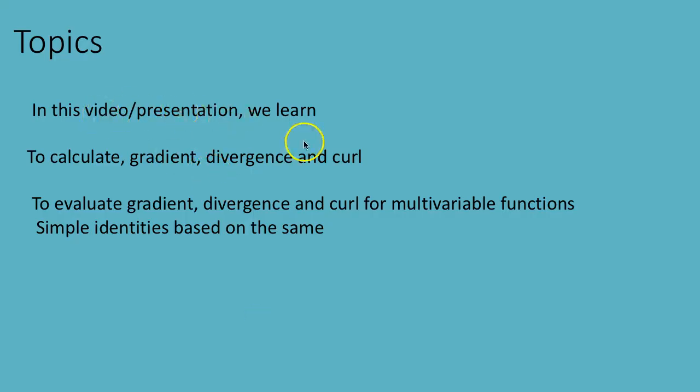In this video, we will learn how to calculate gradient, divergence and curl, how to evaluate gradient, divergence and curl for multivariable functions, and simple identities based on the same.